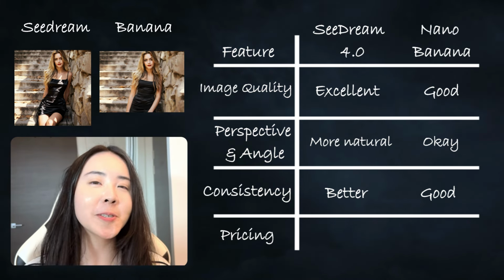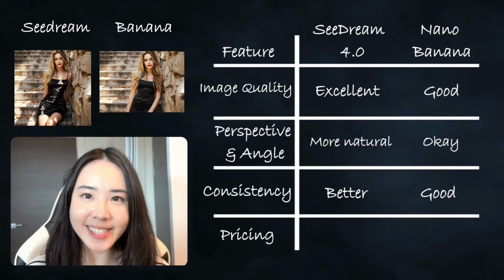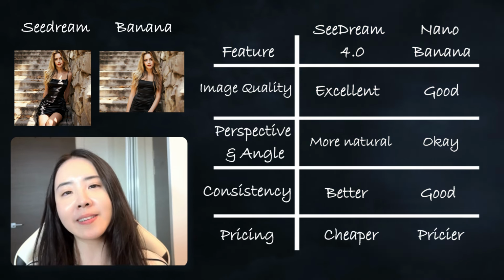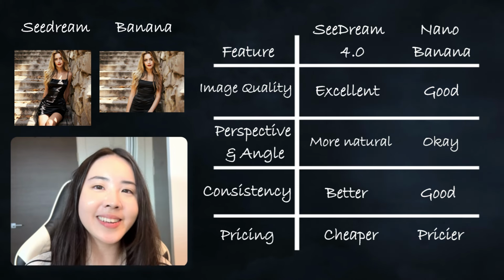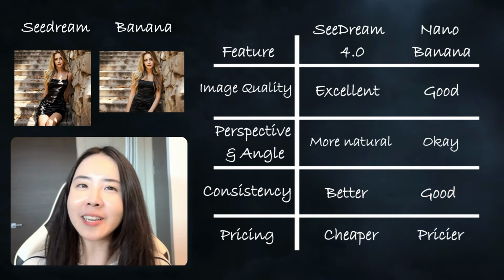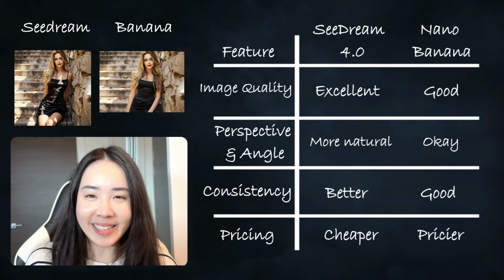The table shows how they stack up, and the final point is the most important: price. So even though Seedream delivers a more polished image, in my opinion, it is still cheaper than Nano Banana. So why don't we go for top tier quality at a lower price? That's the best thing in the world, right?